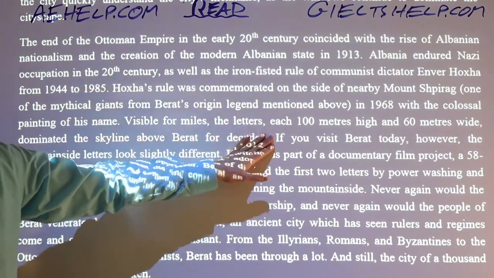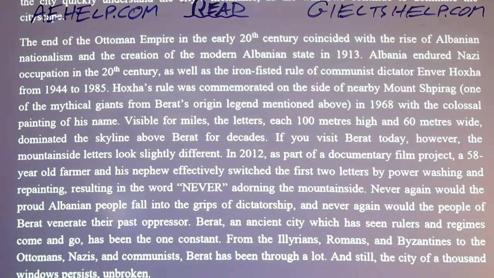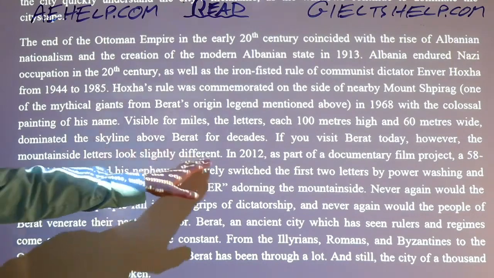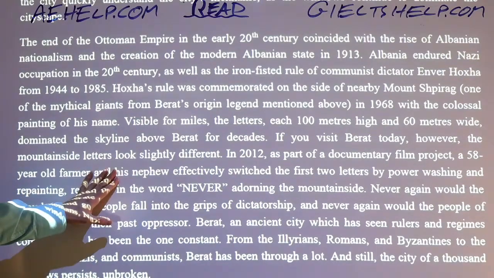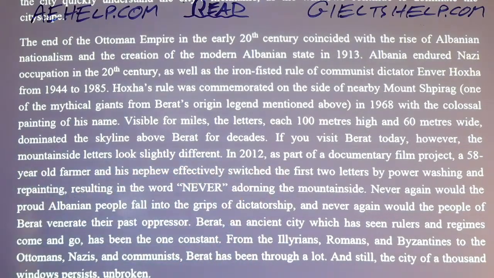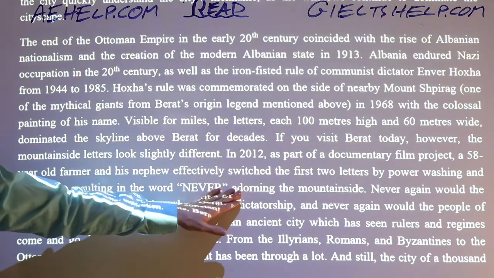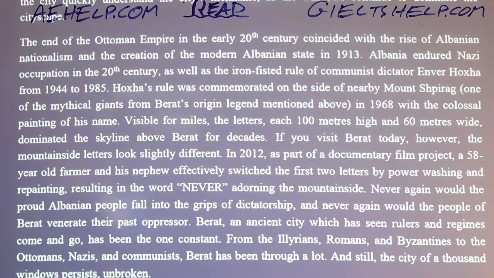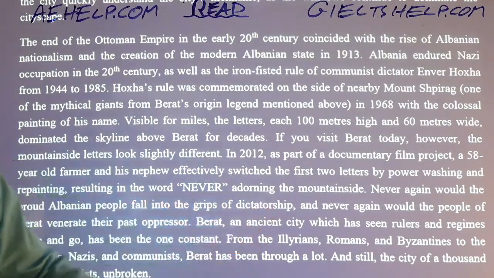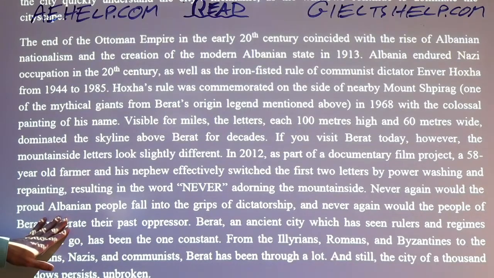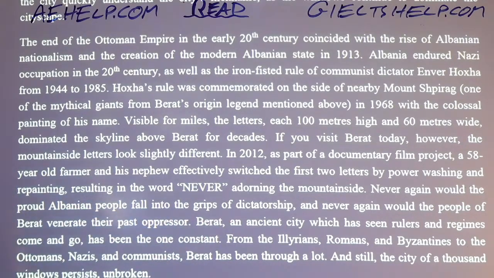Visible for miles, the letters, each 100 meters high and 60 meters wide, dominated the skyline above Berat for decades. If you visit Berat today, however, the mountainside letters look slightly different. In 2012, as part of a documentary film project, a 58-year-old farmer and his nephew effectively switched the first two letters by power washing and repainting, resulting in the word never adorning the mountainside. Never again would the proud Albanian people fall into the grips of dictatorship, and never again would the people of Berat venerate their past oppressor.